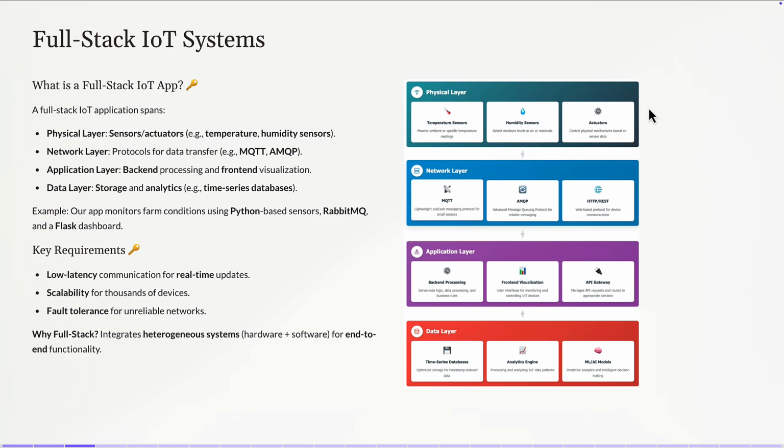So what is a full stack IoT system? As you can see here, this is an abstraction view of a full stack IoT system that goes from the physical layer, which is the sensor node itself, which are the sensors and actuators. So sensors collect data like temperature or humidity. And then the next layer is the network layer. And here we talk about how we can transmit and transfer the data between the sensors and the end user. We talked about this several times in the previous lectures.